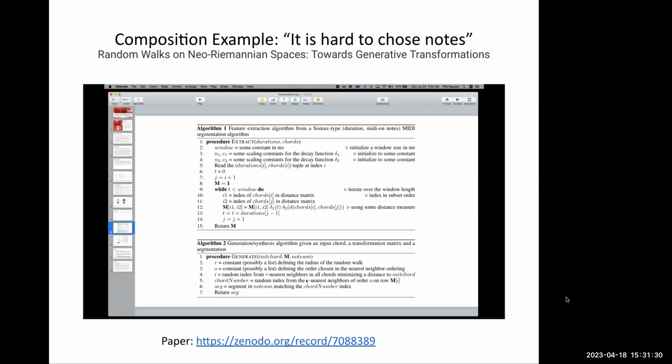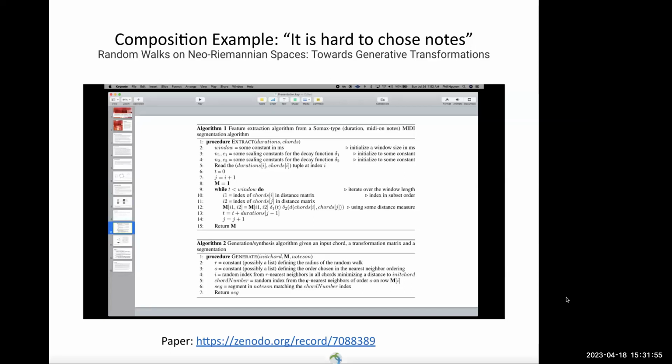For the other decay function, it's actually a decay function for the chordal value. So for the harmony, we have a decay function for time and a decay function for harmony. And basically the closer the chords, the smaller the decay function, and the further the chords, the bigger the decay function.